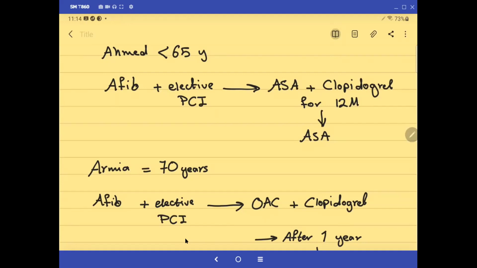No, hello? He has... Hello? PCI. Yeah, yes, Armin. He has PCI. Yes. PCI for any other reason rather than the acute coronary syndrome. Yeah, he has recent PCI. Okay.